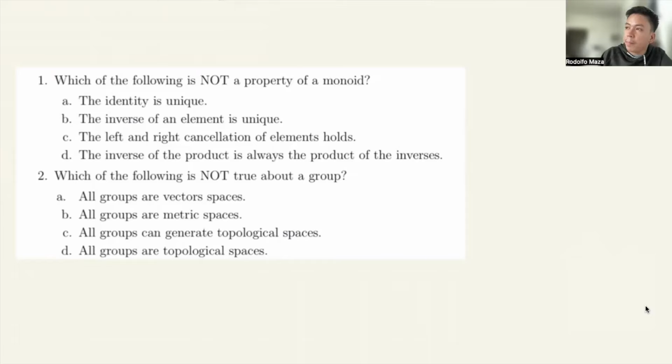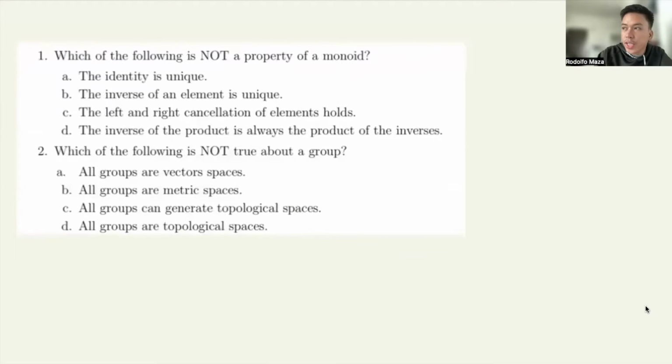Okay, for the multiple choice, which of the following is not a property of monoid? Monoid siya, so ibig sabihin, semi-group na siya. So ibig sabihin, meron na siyang identity. So the identity is unique. So it's an identity, it's a property of a monoid. However, it doesn't have an inverse yet kasi monoid pa naman siya eh. So therefore, this one is not a property.